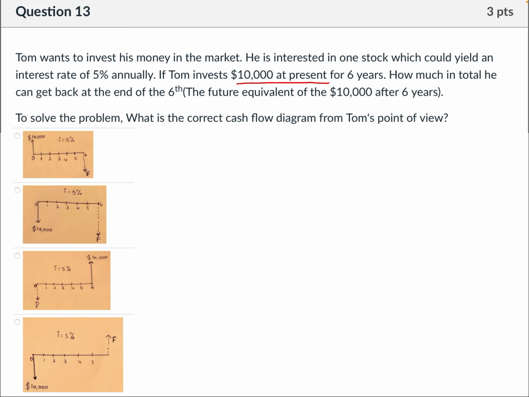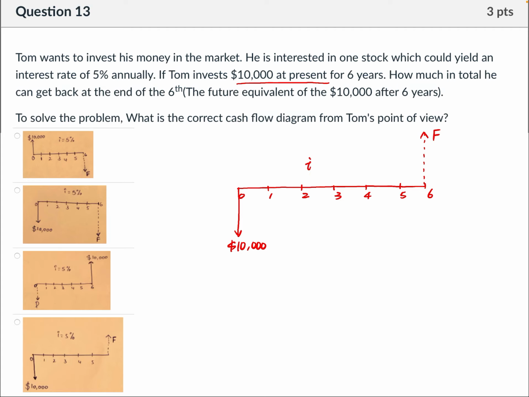So to solve this problem, you first need to draw the cash flow diagram. From these 4 options, which one is the correct one from Tom's perspective? Tom's perspective is different from the stock market, or from the company whose stock is bought by Tom. Because Tom needs to pay 10,000 at present, that payment is an outgoing cash flow. So it's an arrow going downward, 10,000, and no cash flow during every year. But at the end of the 6th year, Tom gets back the total. That's going to be his receiving, and it's unknown, and it's a future value.